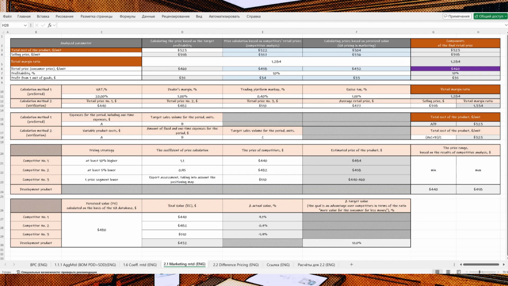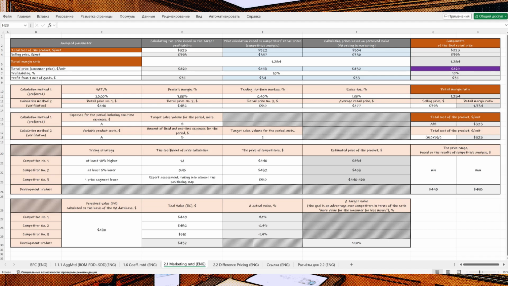Part 2.1.2 Initial data. The target value of profitability, or ratio of profit to total cost, and the parameters of the retail margin or dealer's margin, marketplace margin, excise tax, etc. Next, the value of the total cost of the products, the parameters necessary for its calculation, target sales volume for the period, as well as the cost for the analyzed period, taking into account one-time costs or variable product costs, the sum of fixed and one-time costs for the period.